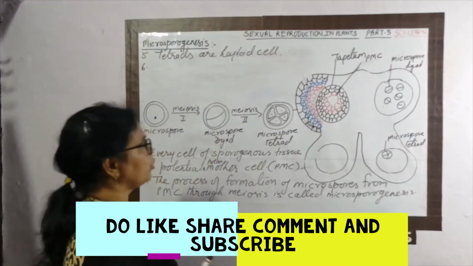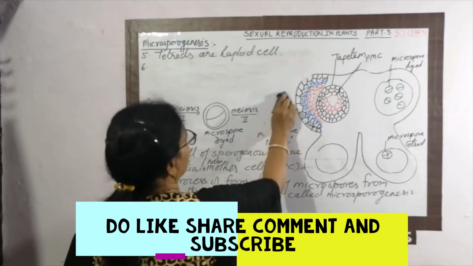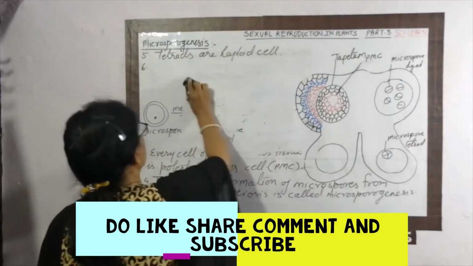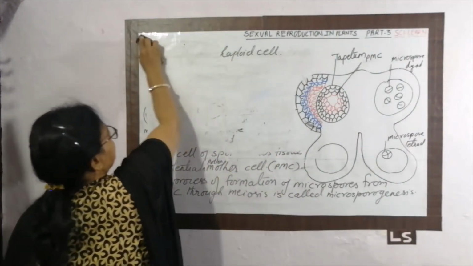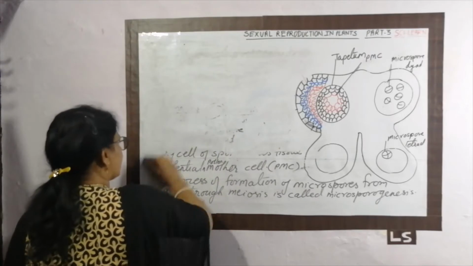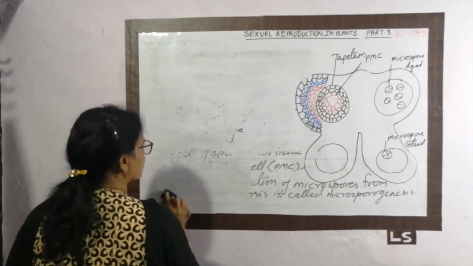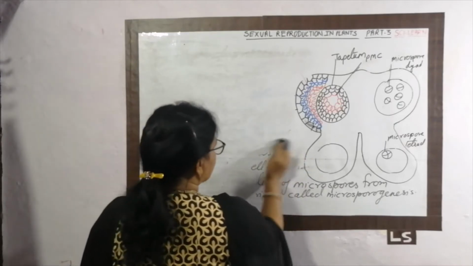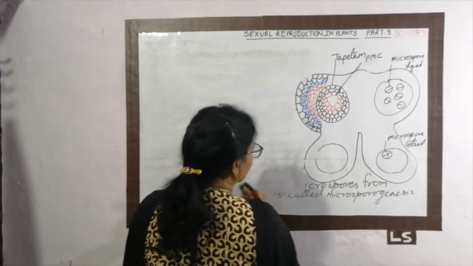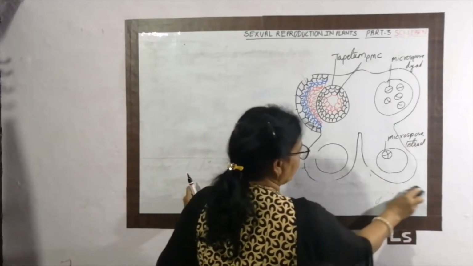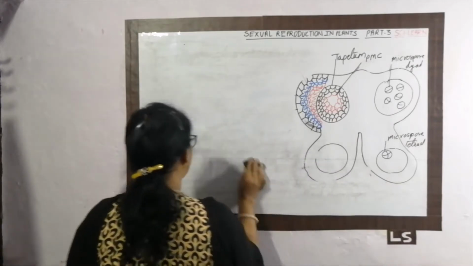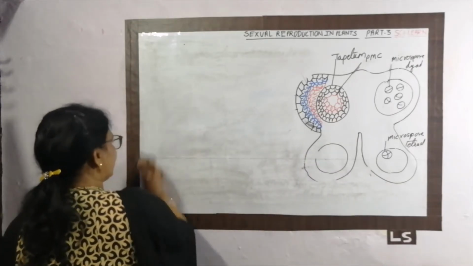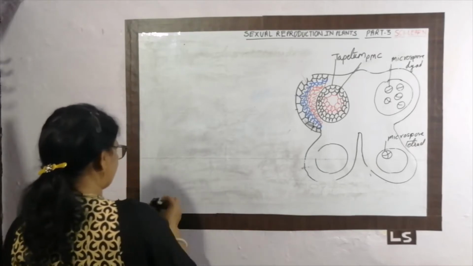Okay, so first let's move towards the formation of pollen. The next topic is the formation of pollen: how pollens are formed and what the structure of pollen is. Pollen is the male sexual unit, the male reproductive unit, or the male gamete of the plant cell.